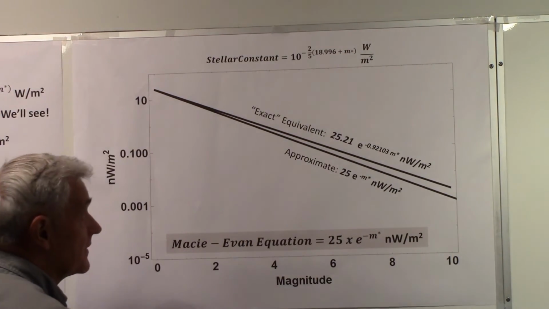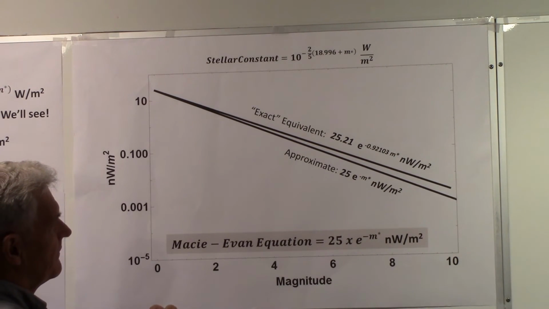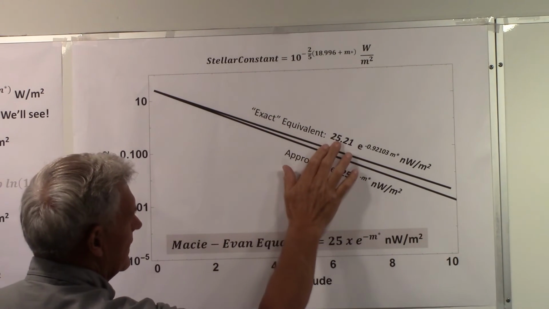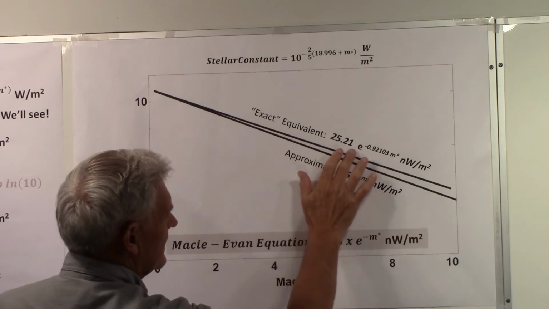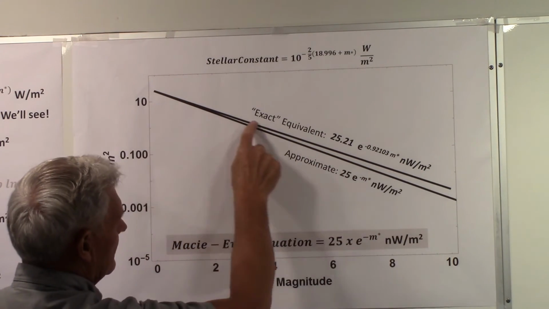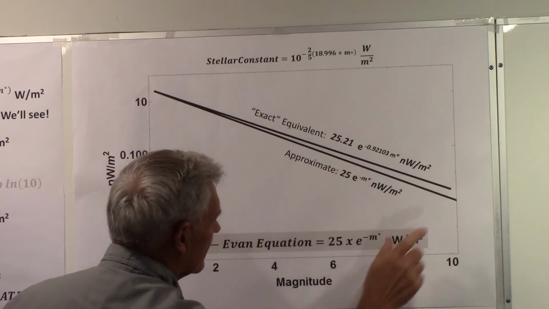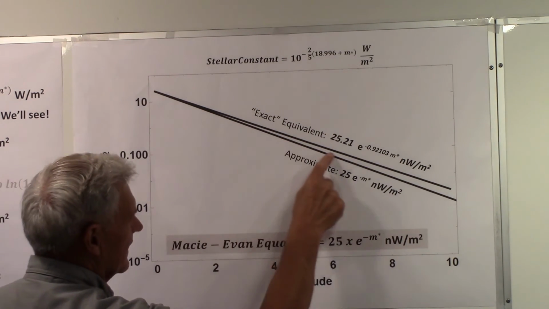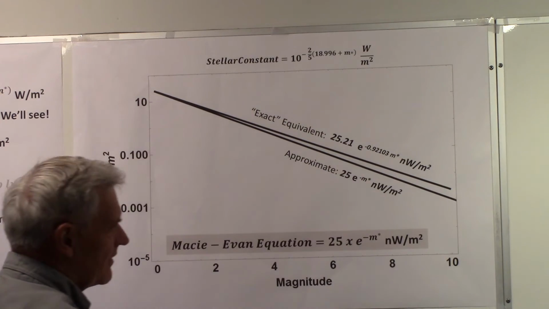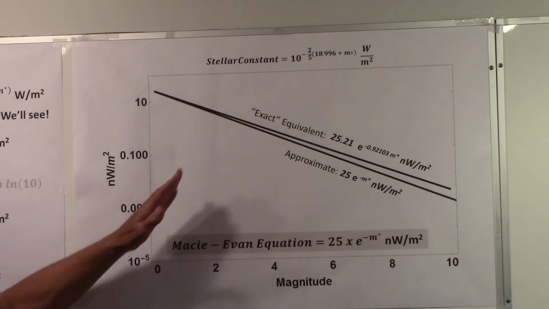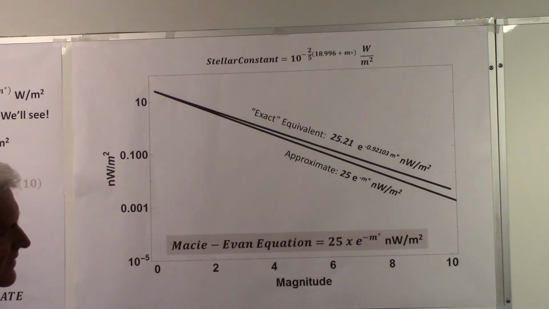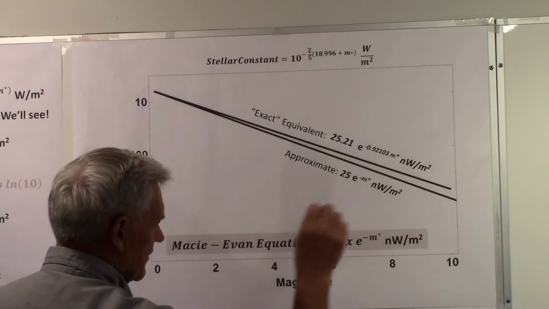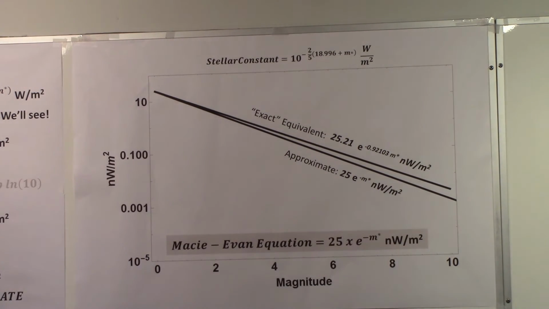It's a superscript star on the M. So the exact equivalent to this is this. So I have plotted our equation here. Now I take the approximate equation and I've plotted it here. And you can see the agreement is pretty good up here for a few magnitudes, but when you get down further to fainter stars, it's not too good.